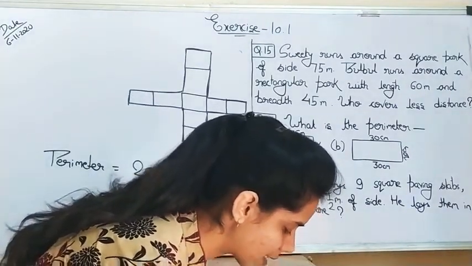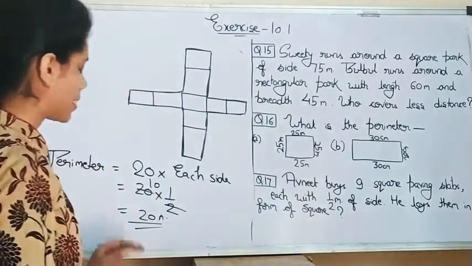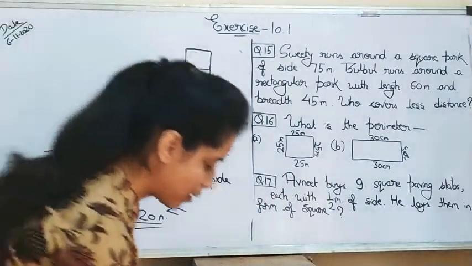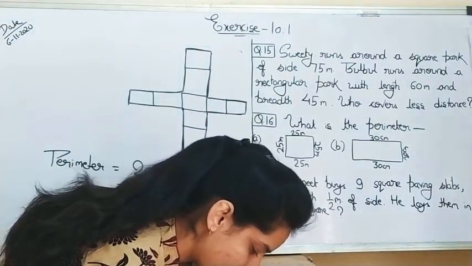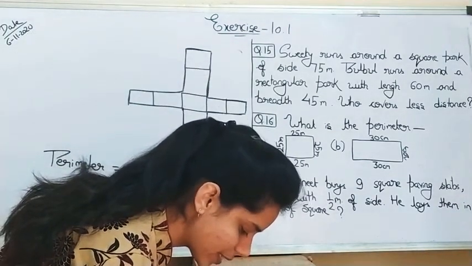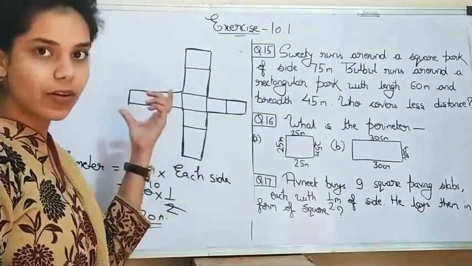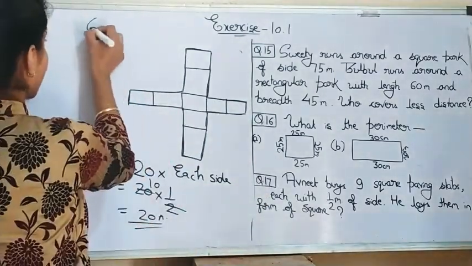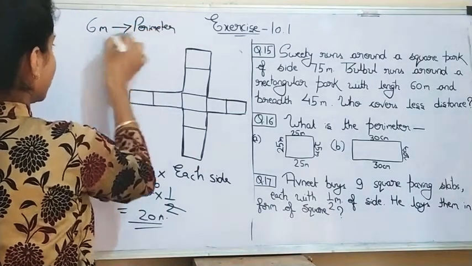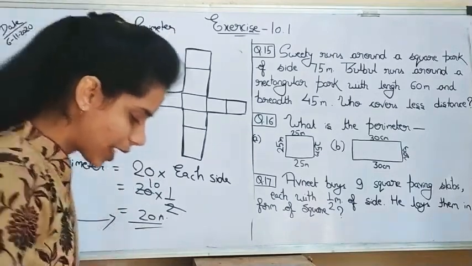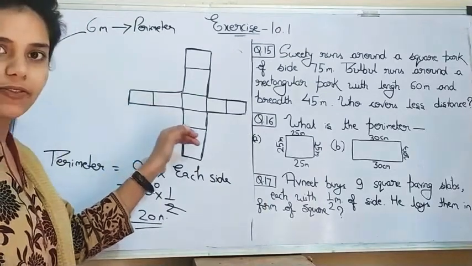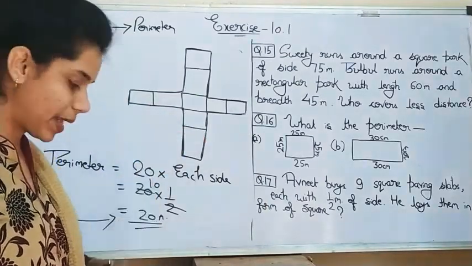Now let's move to its C part, which has the greater perimeter. In the first question, there were a total of 9 slabs and the perimeter was 6 meter for that shape, and here it is 20 meter. So they are asking in the third part which has the greater perimeter. So this second shape has the greater perimeter.